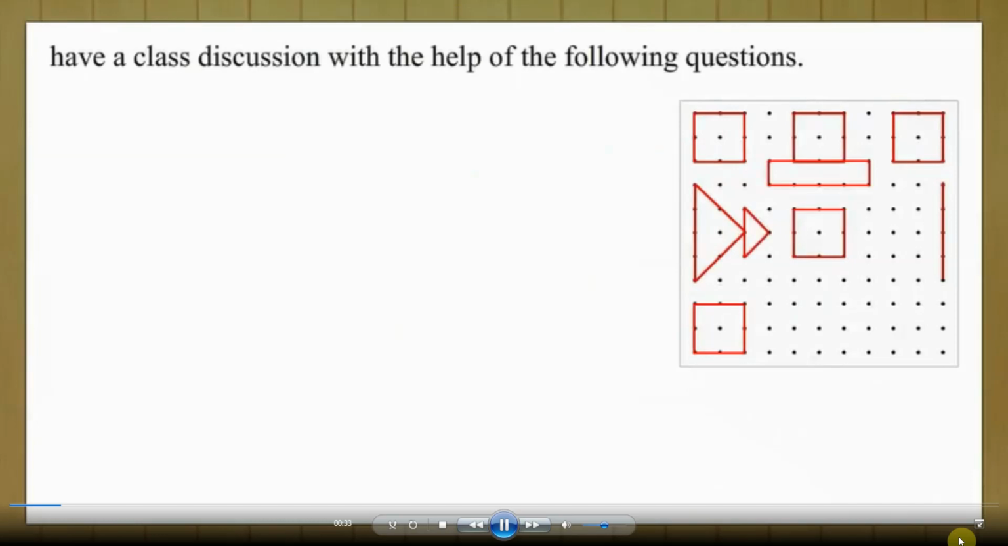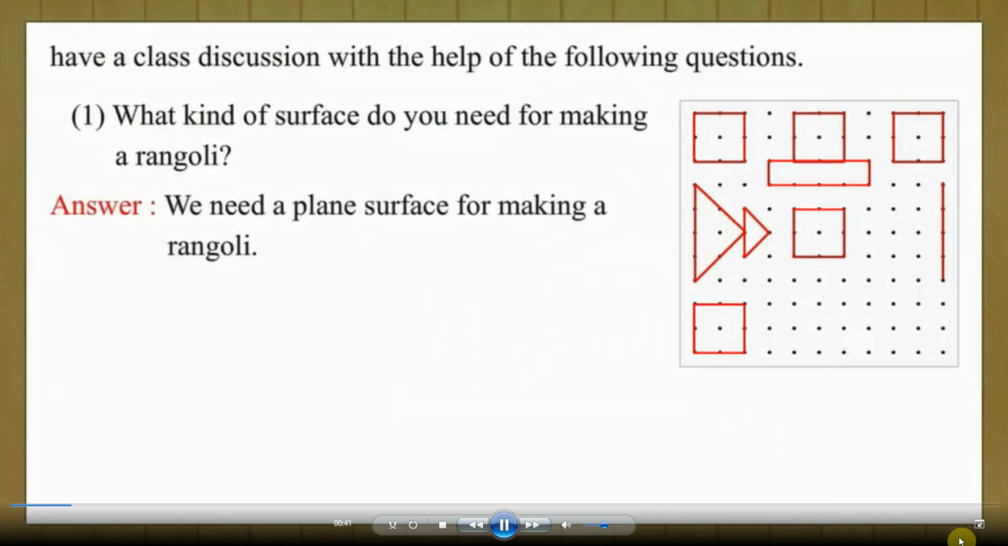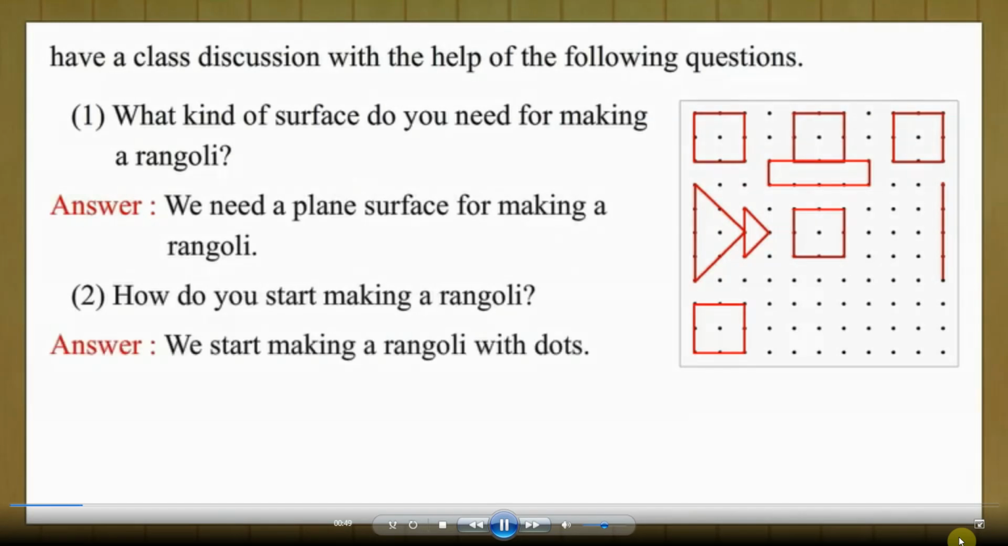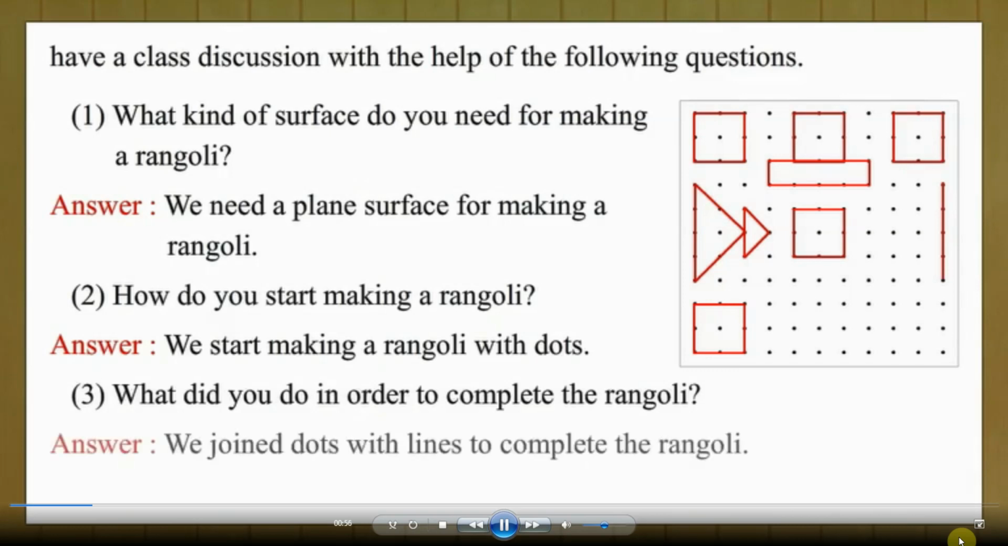1. What kind of surface do you need for making a Rangoli? Answer. We need a plain surface for making a Rangoli. 2. How do you start making a Rangoli? Answer. We start making a Rangoli with dots. 3. What did you do in order to complete the Rangoli? Answer. We joined dots with lines to complete the Rangoli.